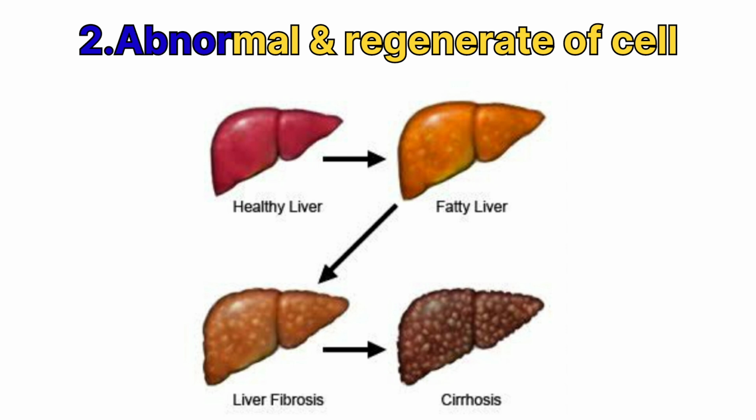Step 2. Abnormal cellular damage and regeneration. Because of this continuous damage from the etiological factor, the liver cells get injured. Your body tries to heal itself, so the remaining healthy cells start to regenerate or multiply to replace the damaged ones. However, this regeneration is often abnormal and disorganized. The new cells don't form in the proper structured way.